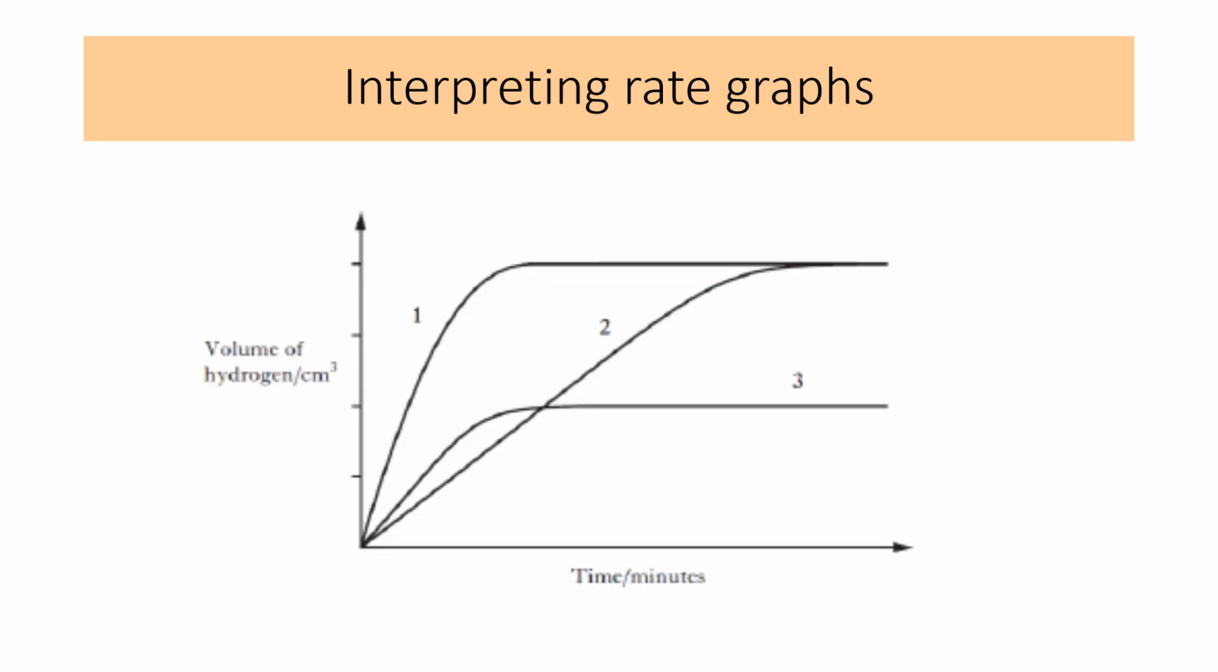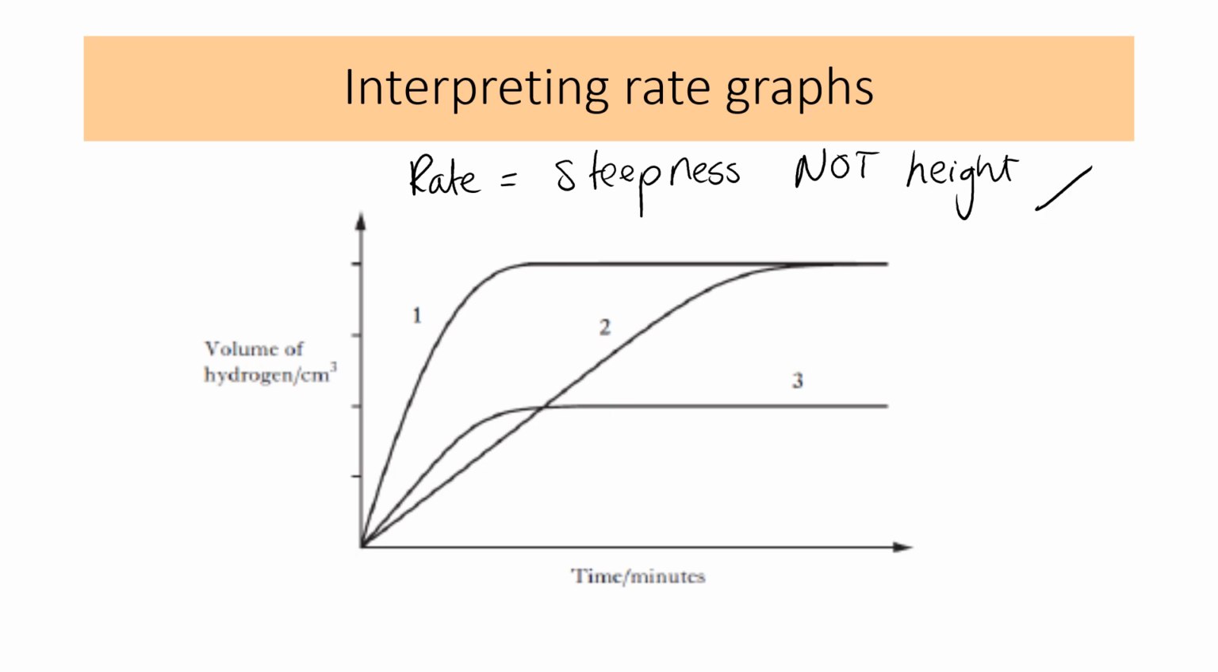The final thing in relating to graphs is being able to compare graphs. Now we have three graphs here, 1, 2, and 3. The rate is related to the steepness, not the height of a graph. So just because a graph finishes at a lower height doesn't mean that it is a slower reaction. The steepness is how diagonal it is. So in these reactions, 1 is faster than 3, which is faster than 2.